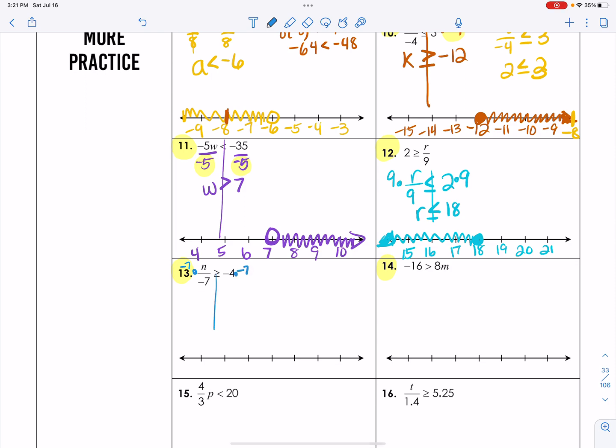Okay, on this one, you're multiplying both sides by -7. So that means that you have to flip the inequality sign. So that would be N, a negative and a negative is a positive. N is less than 28. So I'm going to fill in that circle, and it's going less than 28.